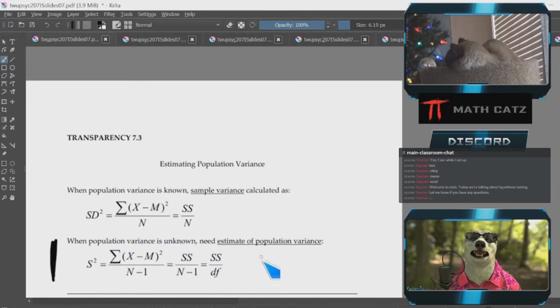For this to be what we call, not that it really matters, but just for the sake of being complete, an unbiased, ooh, that is ugly writing. Why is my writing so weird right now? Estimator. I think my pen is being super weird. We call an unbiased estimator. This, when I divide by n minus 1, is the correct estimation of the true population variance.